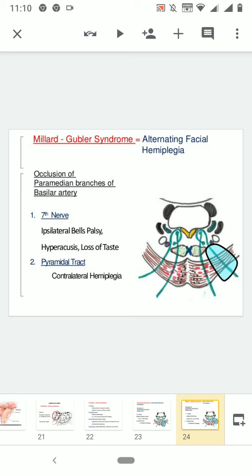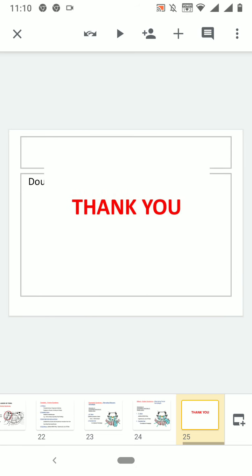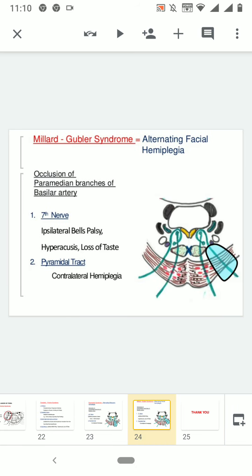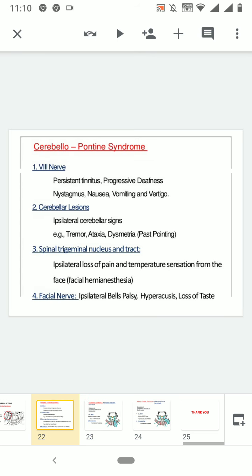Facial hemiplegia is because the lateral branches of the basilar artery are getting involved. So you have involvement of the 7th cranial nerve. Definitely it will cause ipsilateral Bell's palsy, hyperacusis and loss of taste, and the pyramidal tract will also get involved, so there will be a contralateral hemiplegia. Okay, so these are some of the syndromes. You can read up on them because it is very interesting.